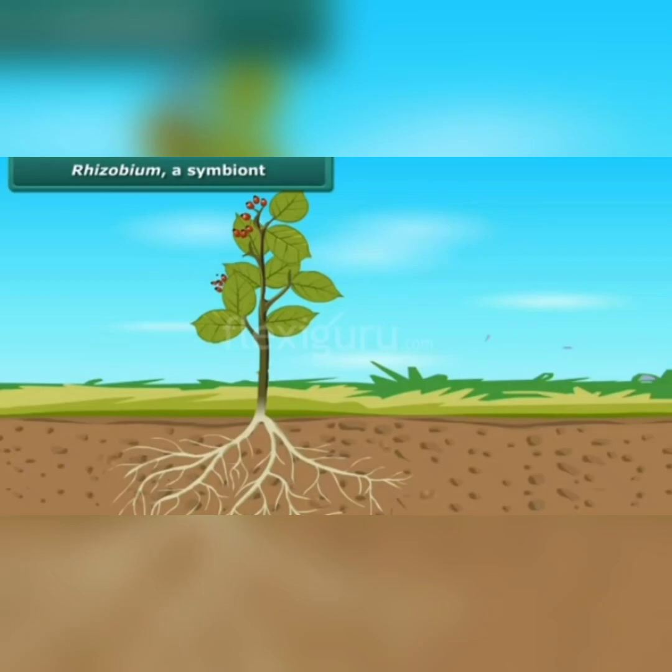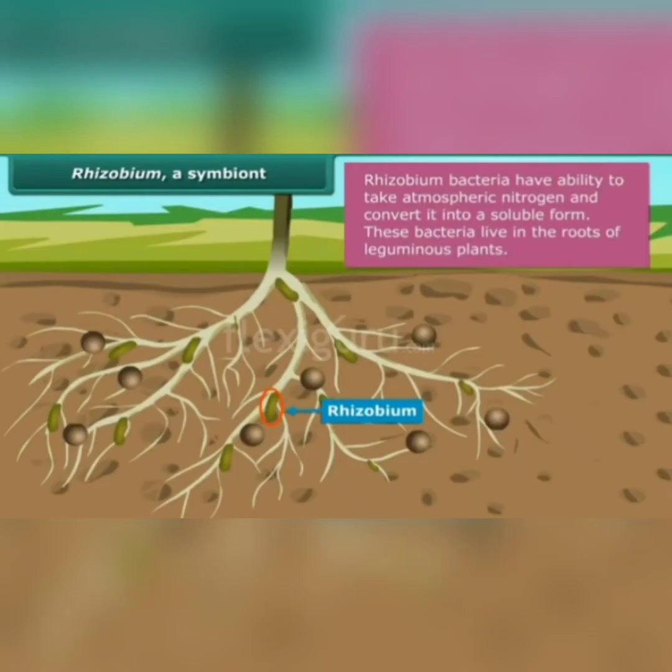Listen carefully. Plants require a lot of nitrogen to make protein. So they absorb nitrogen continuously from the soil, due to which the amount of nitrogen in the soil decreases. As we all know, there is 78% nitrogen present in the atmosphere.